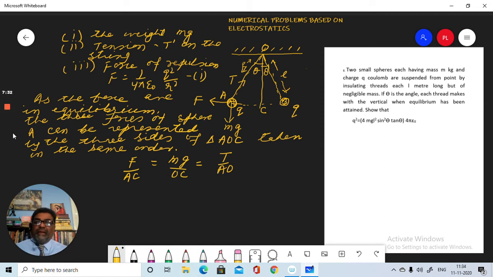Now this means that force F is equal to mg into AC upon OC. This is your second equation. From the above, F by AC is equal to mg by OC. If you take F, AC goes to the top, so F is equal to mg into AC by OC. Now we will be solving equations 1 and 2.